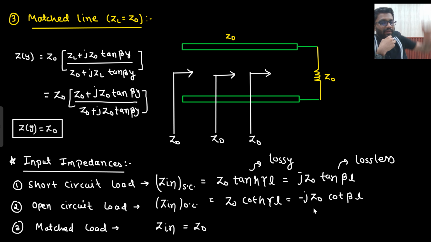Z in when your load is short circuited, that is j Z naught tan beta L, and Z in when your load is open circuited, that is minus j Z naught cot beta L. And if you need to write it in terms of y, then L will be simply replaced with y. That's it. y is the distance from the load. Is that clear to you? Till now the discussion is crystal clear. Very easy discussion, right?